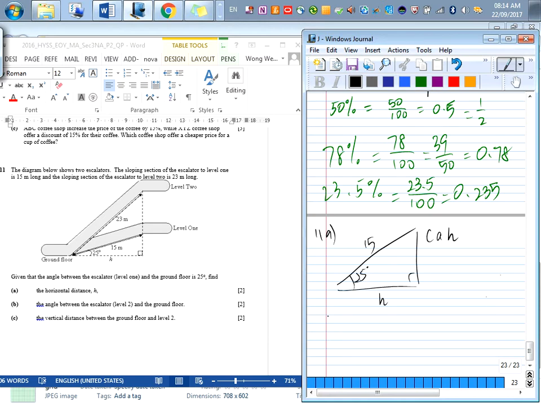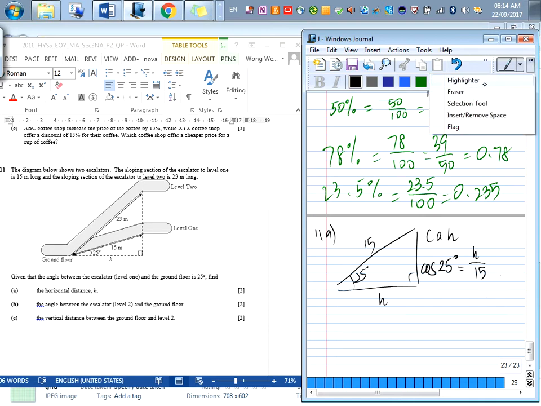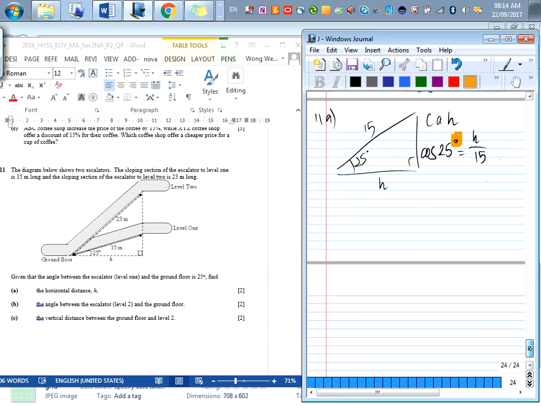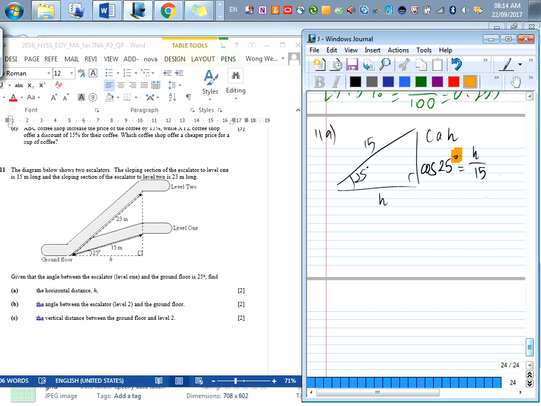So we form the equation first. Cosine 25 degrees equals adjacent, which is h over 15. Take note of this over here, degrees. I must see the degrees in my angle. If you never write degrees, then it's wrong, because there are other units to measure angles, which we will learn next time.